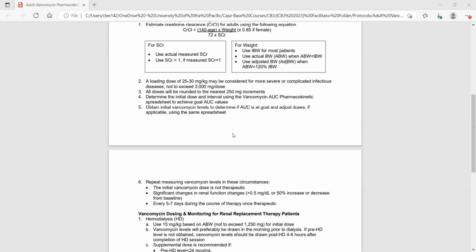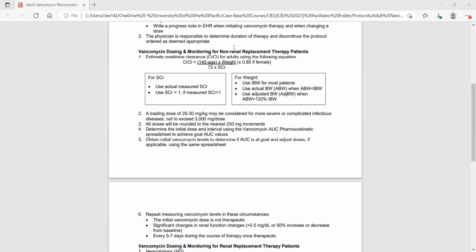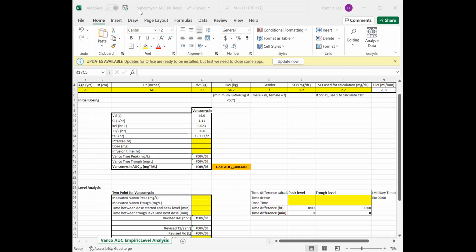And in this protocol, for those who are non-renal replacement therapy patients, you will do AUC monitoring. And the way you do that, let me show you the calculator that you'll be using. This is just one specific calculator. Different hospitals will have different calculators as well. So double check with your institution.